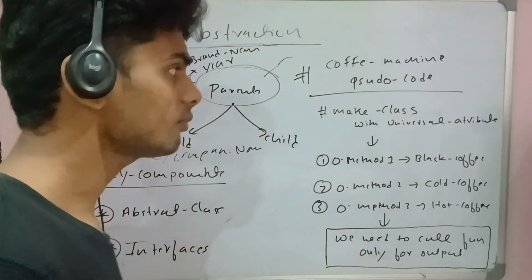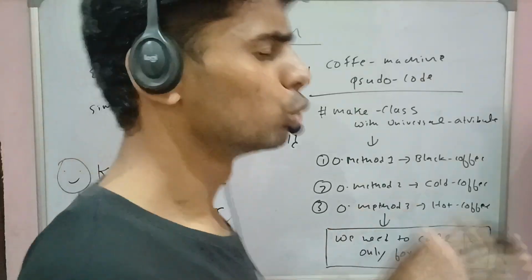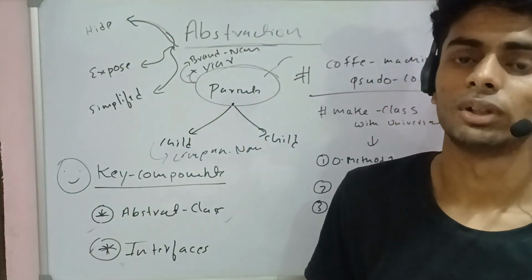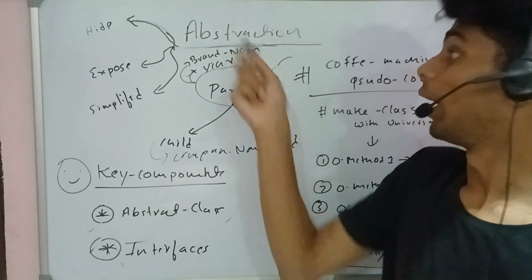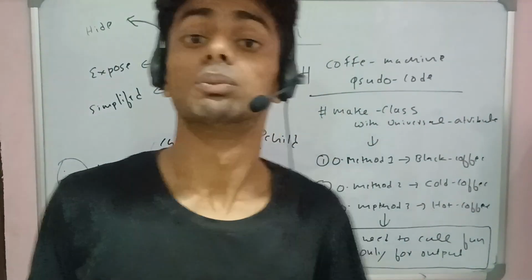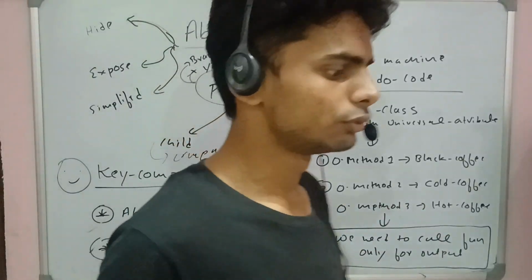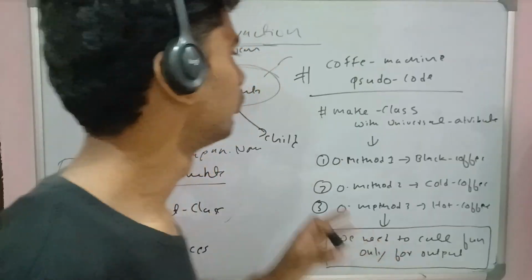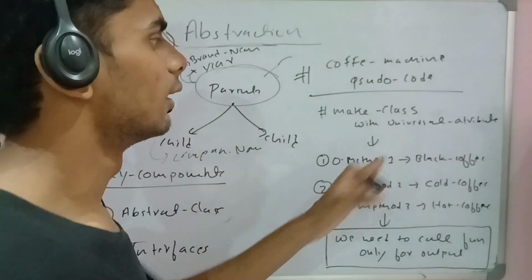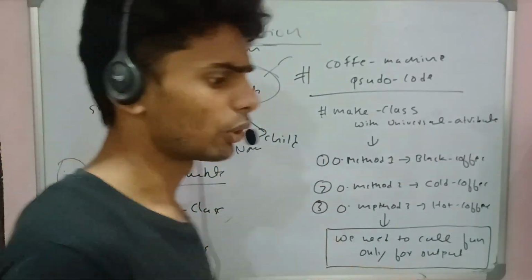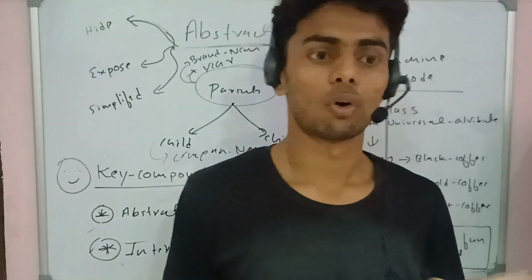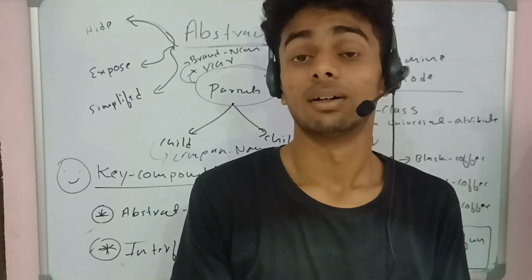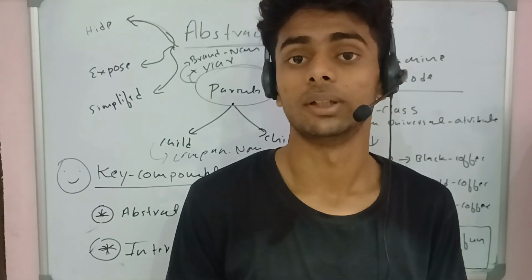I will try to explain pseudocode with one of the best examples, the coffee machine. I think pseudocode helps you understand why we use this abstraction concept and why it is important. Let's suppose you have a coffee machine, and we try to write code for it, where the coffee machine has three different features: black coffee, cold coffee, and hot coffee.